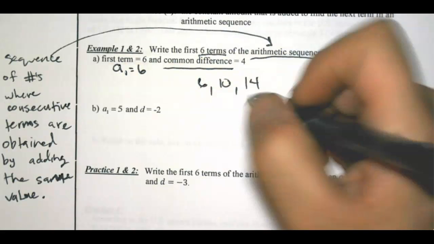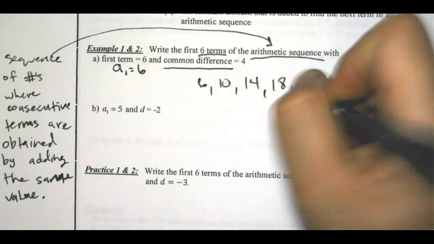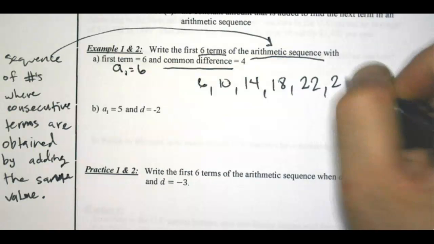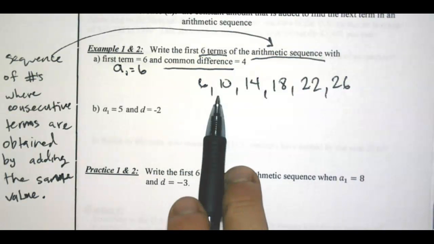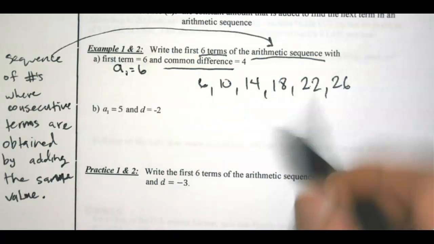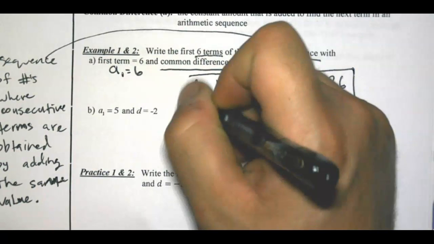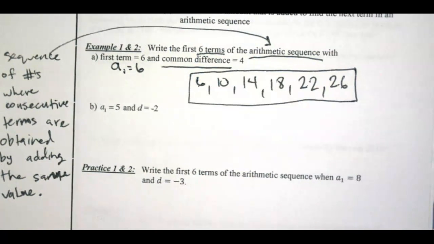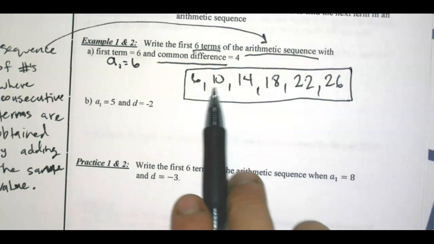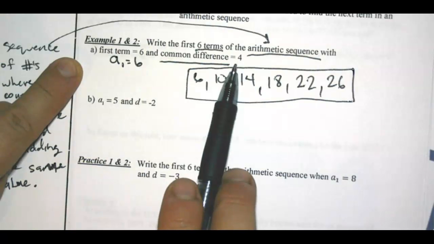So 6 plus 4 is 10, plus 4 is 14, plus 4 is 18, plus 4 is 22, and plus 4 more is 26. And again, look, 1, 2, 3, 4, 5, 6. So I have the first 6 terms of the sequence. The terms are just the numbers in the sequence. Again, it may be called a series. It's also a pattern. All I had to do was add 4 each time. It tells me the first term and what to do to get the next one.